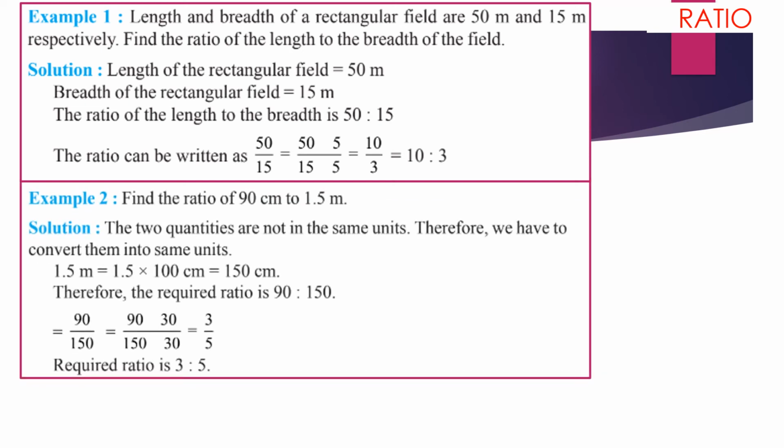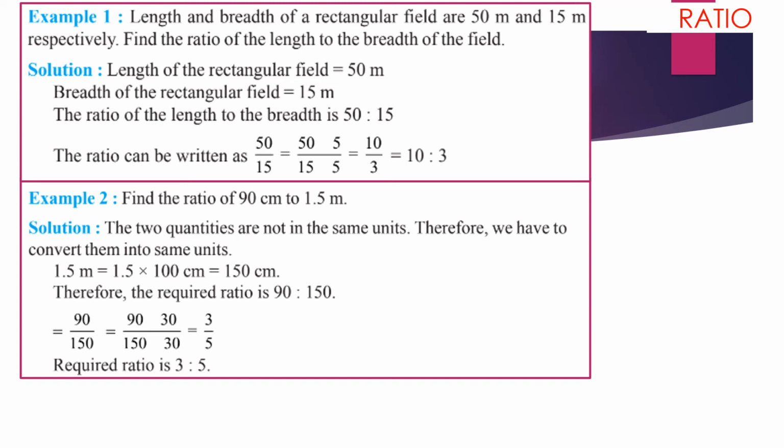Example 2. Find the ratio of 90 centimeter to 1.5 meter. The two quantities are not in the same unit. Therefore, we have to convert them into same unit. For that, 1.5 meter we can convert into centimeter. Therefore, 1.5 meter is equal to 1.5 into 100 centimeter, that's equal to 150 centimeter.